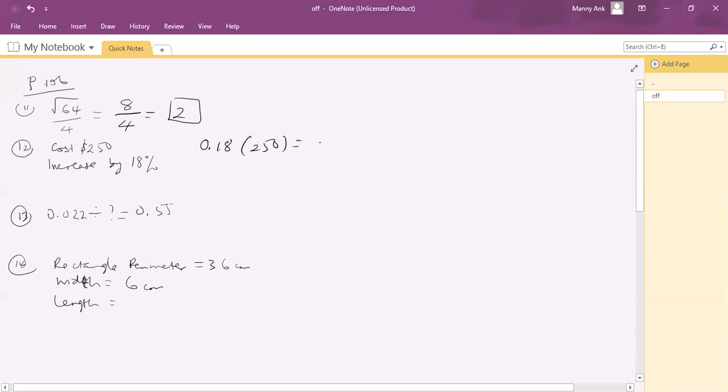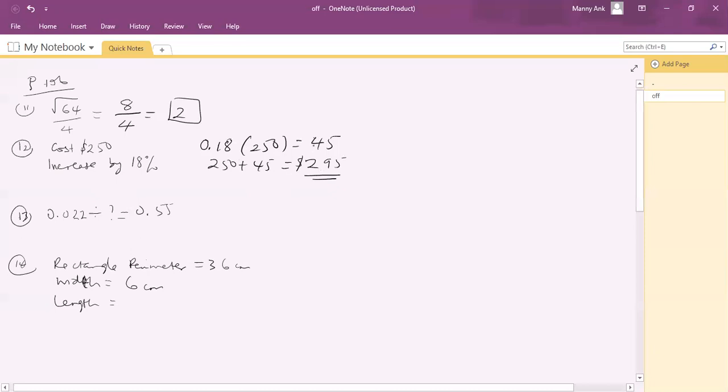I got 45. Say that again. 45. 45, okay. So you have 45. And then step two, you add, right, 250 plus 45. And then you get your 295, correct. Excellent. So two steps here. For those who have forgotten, find 18% of the original cost, and then you add it on. If it's discount, then that one you subtract, right? But this time, markup, so you add on, correct.